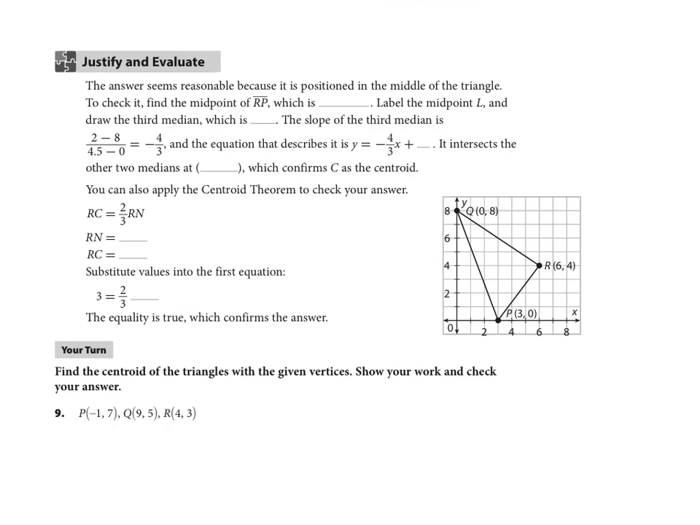On the next page, page 386, we're going to talk about how to justify whether (3, 4) is truly the centroid. And the answer seems reasonable because it seems to be positioned in the middle of the triangle, but we know some things about the centroid that we want to apply here. So to check it, we're going to find the midpoint of the other side that we haven't used yet, RP. And the midpoint of RP, where you have (3 plus 6) all over 2 and (0 plus 4) all over 2.